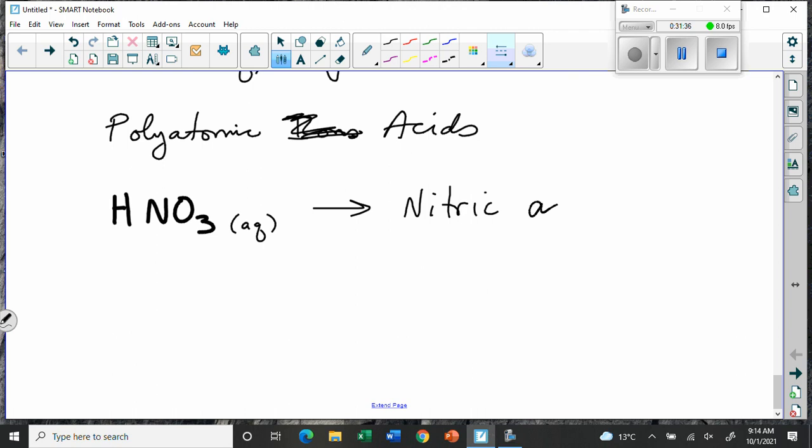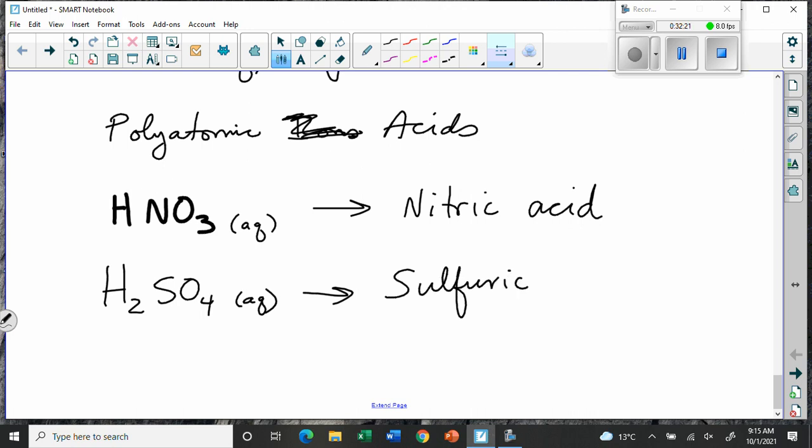But notice there's no hydro on it. It's just nitric acid. Nitric. And that comes from nitrate. Okay? So you should start to notice a pattern. Anything that ends with ate becomes an ic if it turns into an acid. Ate and ic go together. We could join hydrogen with sulfate, H2. It takes two hydrogens because sulfate is -2. And what do you think we would call that? Sulfuric acid.